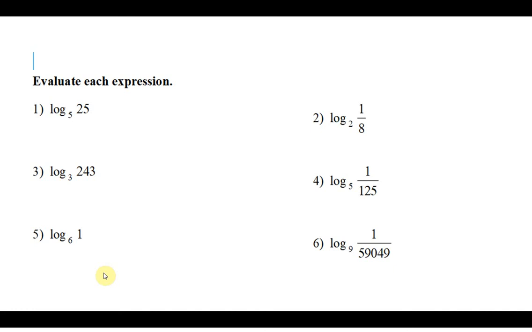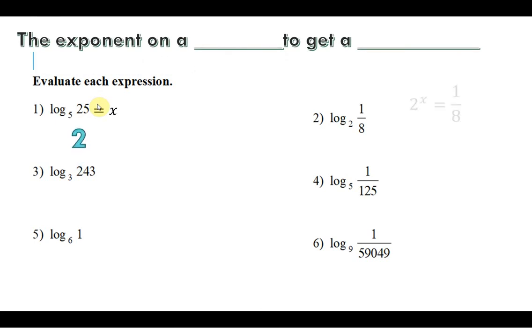All right. So now we are going to show you how. We're going to do this in our head first, people. So remember, a log is an exponent. So what this is actually saying is 5 to what power is 25? Well, 2. Okay? The exponent on a 5 to get a 25 is 2. That's what you should say in your head.